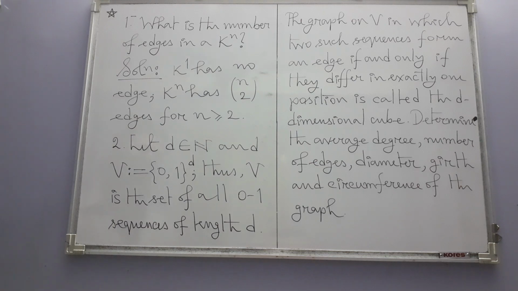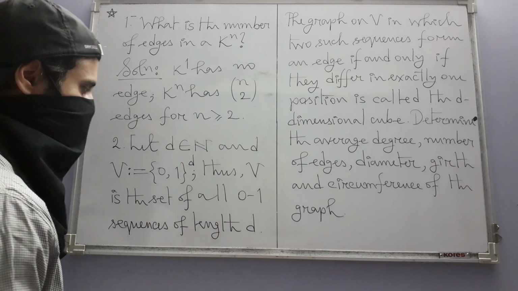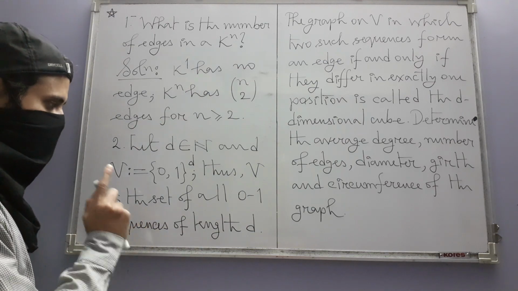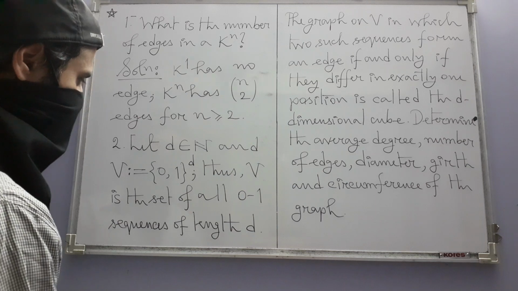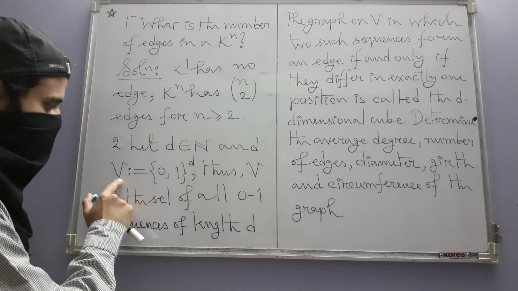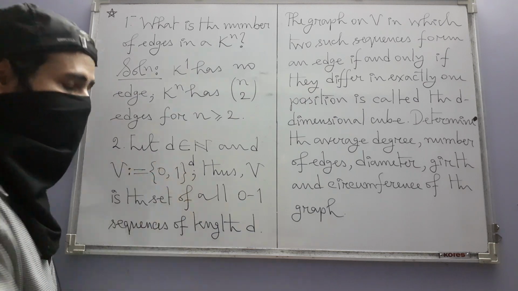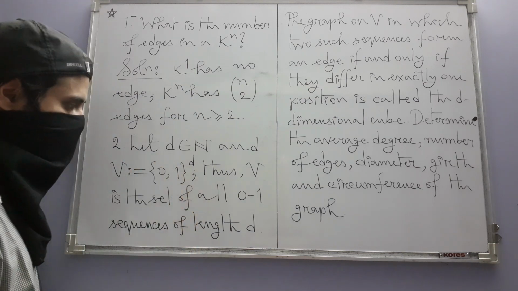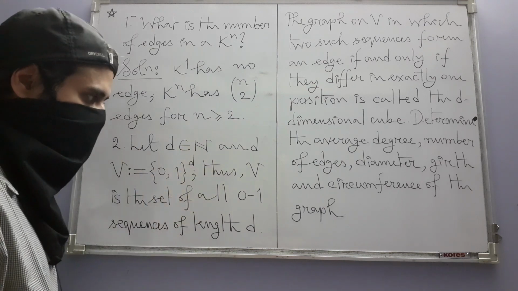And let's now see the second one. The second one is not that easy, it's normal. So here first of all a natural number d is given, and then we are considering the set V, which is this Cartesian, you can treat it as the Cartesian product of d copies of this set.